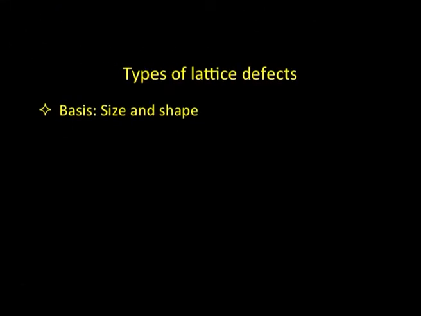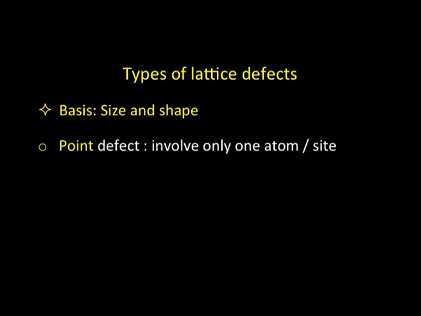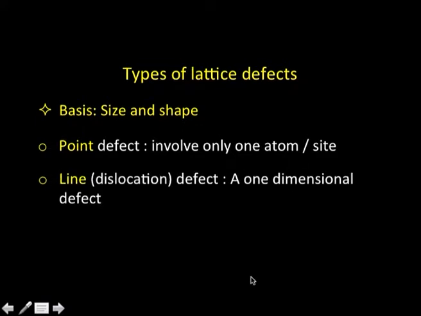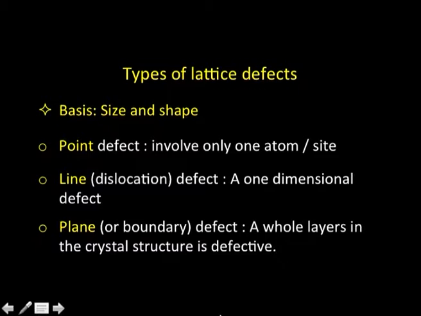Another way of looking at defects is on the basis of size and shape. We can have point defects, as the name suggests, that means it involves only one atom or one site in the lattice. Or we can have line defects, which are also called dislocation defects. Basically, in this case it is a one dimensional defect, that means in a lattice a line of sites will be affected by the defect. Or we can have a plane or a boundary defect, wherein the whole layer in the crystal structure is defective. So, there is a wide variety of lattice defects depending on the size and shape of the defect. That is another way of classifying them.